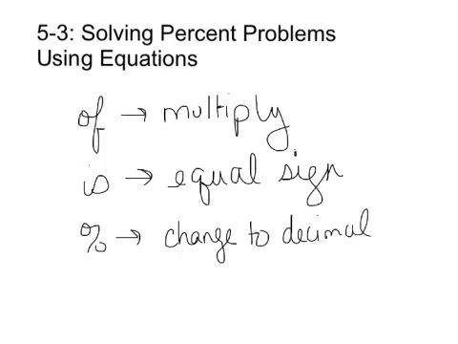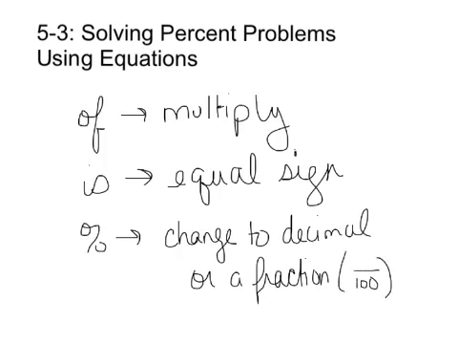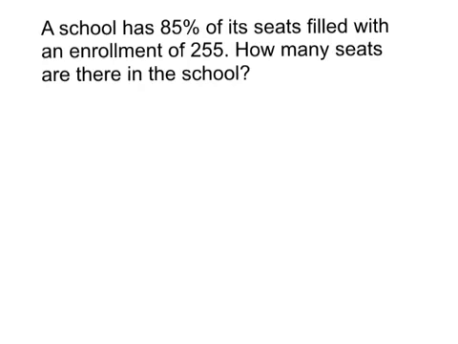Or a fraction, which means that you put it over 100. Okay? So let's look at a couple examples. In this problem, it says a school has 85% of its seats filled with an enrollment of 255. How many seats are there in the school?